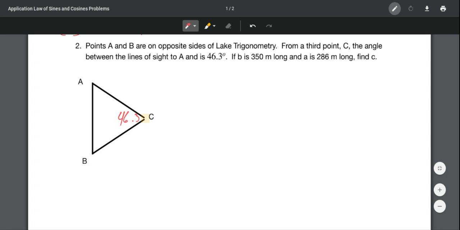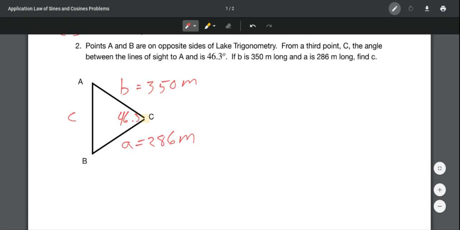46.3. Excellent. Now they're saying if B, again, remember, little b is opposite angle B. So this would be little b. Little c would be opposite angle C. Little a would be opposite angle A. So they're giving me little b is equivalent to 350 meters. They're also telling me that little a is equivalent to 286 meters. Then they're saying how long, find C.